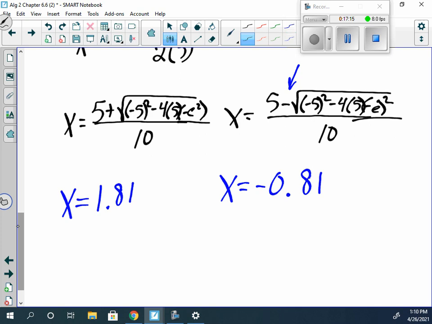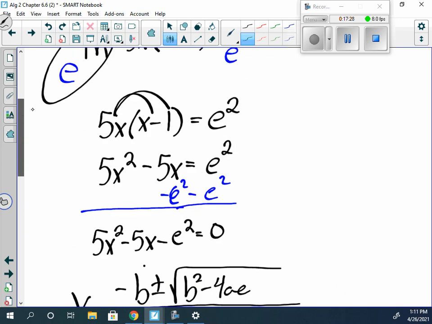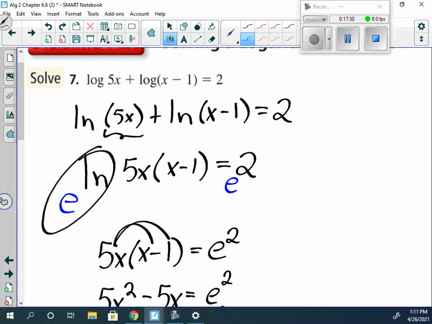Is there one of these two that we know will not work? This one here, because it is negative. If I look back up at the starting equation and type it into this one here, 5 times x, a positive number times a negative, would give us a negative number inside one of the logs. It does not work.